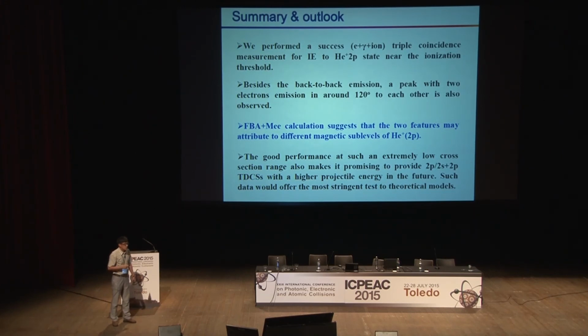And more importantly, the good performance of our setup in this very low cross-section region may indicate that we could get 2s and 2p fully differential cross-sections in the future. Such data would offer the most stringent tests for theoretical models.